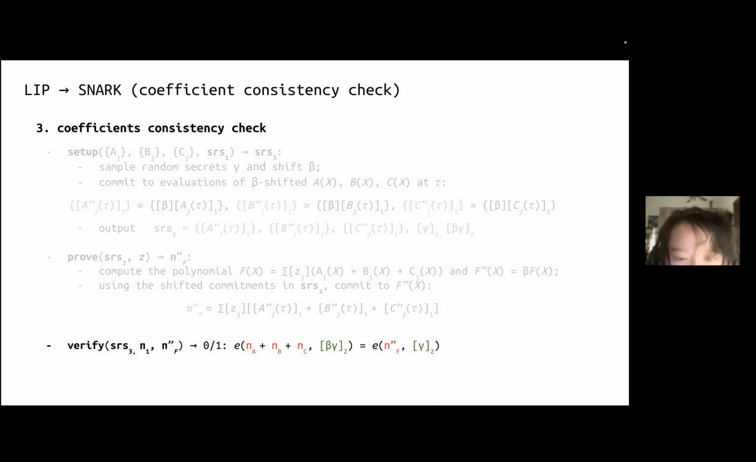And how the verifier uses this is it checks that gamma times pi prime F equals beta gamma times the sum of pi A, pi B, and pi C, which was our proof from the first divisibility check.